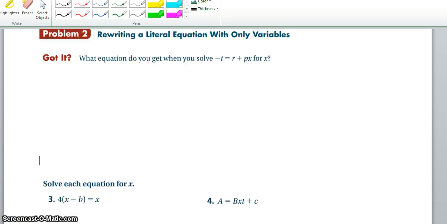Alright, so moving on to problem 2, where we're trying to rewrite a literal equation with only variables and no numbers involved. So what we are trying to attack first is solving for x here. Now x is in a term being multiplied by another value. So the thing to always keep in mind is that we want to get that term isolated first and then deal with isolating x, actually isolating the variable. So isolate the term, then isolate the variable. So what we need to do is remove the r first.